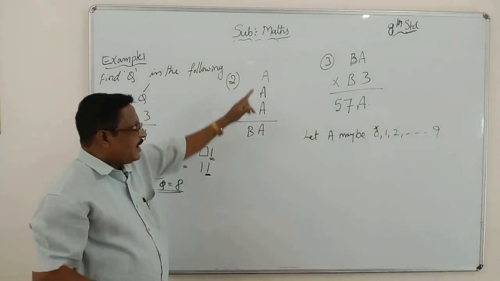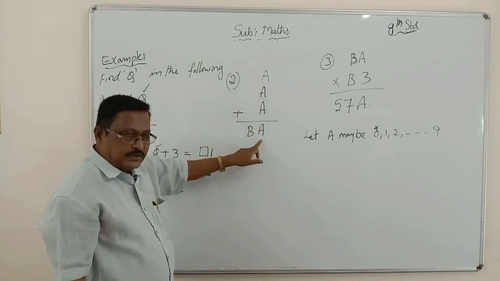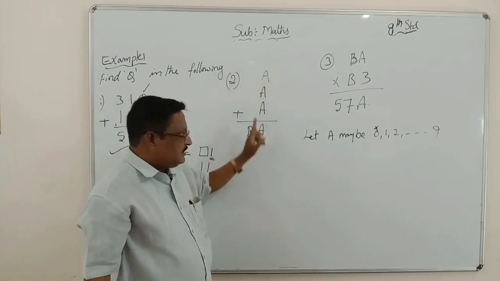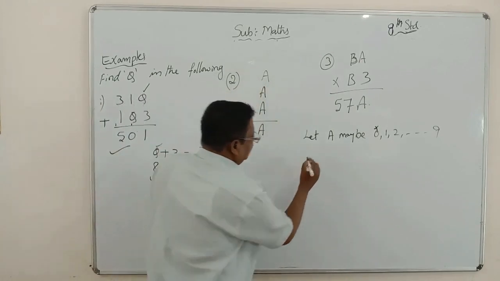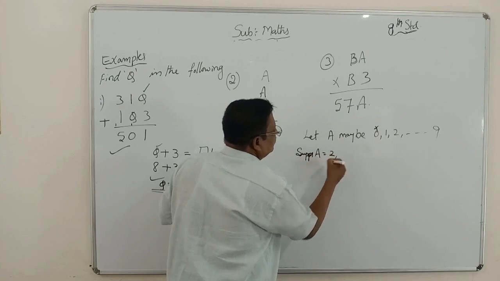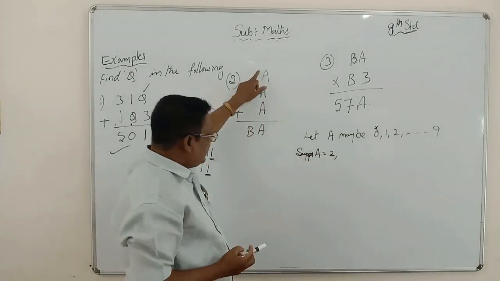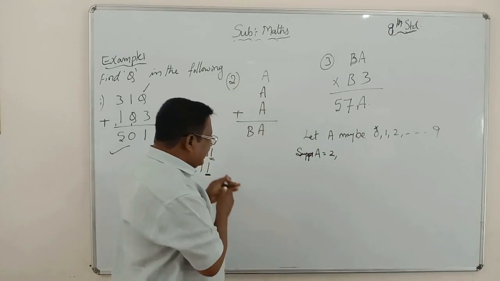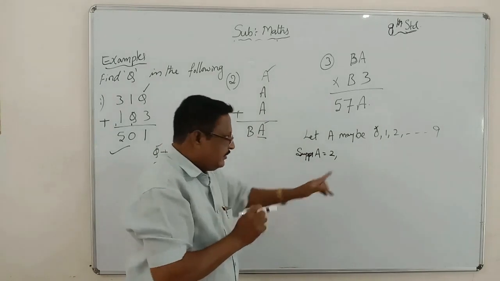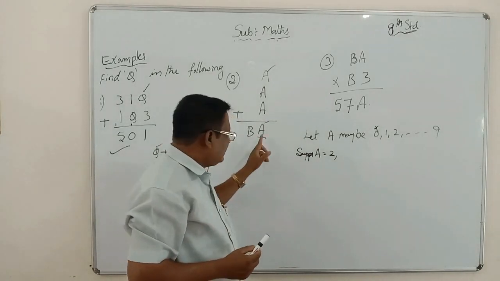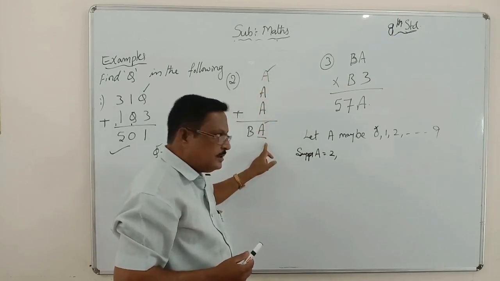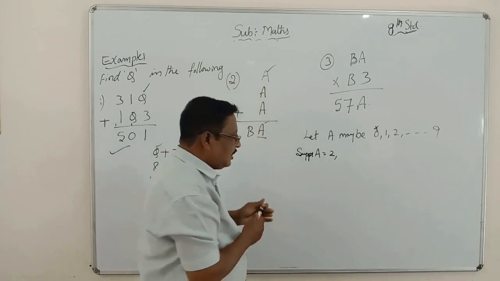Here next, 1 plus 1 plus 1, 3. Only number 3. There is no other number. 2 means 2 plus 2 plus 2, 6. Suppose a is equal to 2, then 2 plus 2 is 4, 4 plus 2 is 6. Whatever the number is, the same number should be in unit place. Here when you put a is equal to 2, you will not get 2. 3 means 3, 3, 3, 9. That is also wrong. 4 means 4, 4, 4, 3 fours are 12. That is also wrong.